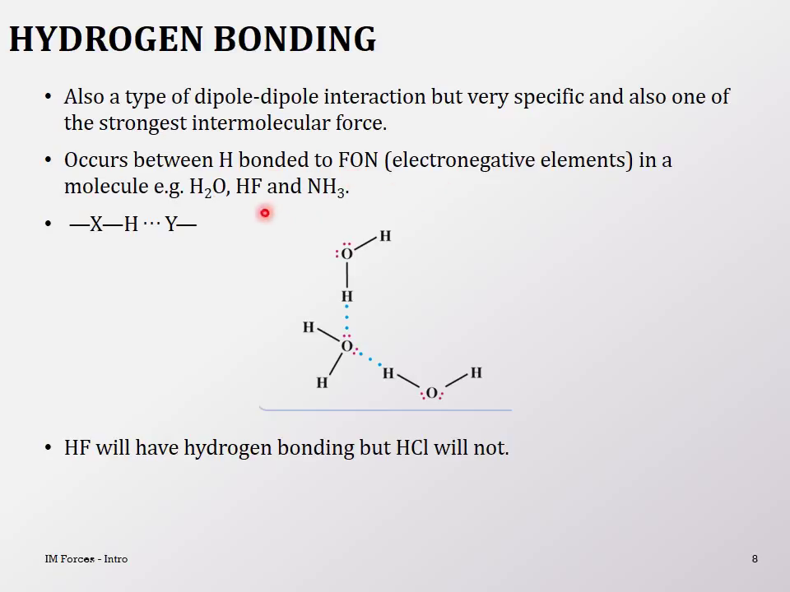Anyhow, so for example, molecules like water, hydrogen fluoride, ammonia, all of these are going to display some sort of hydrogen bonding because you have hydrogen attached to oxygen, hydrogen attached to fluorine, and hydrogen attached to nitrogen. So the interaction that you end up getting is something like this.